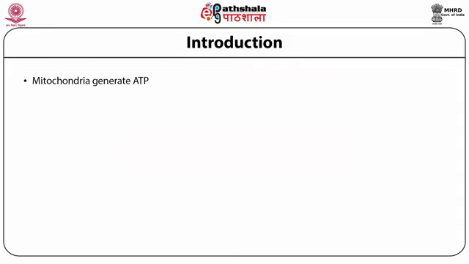Mitochondria generate ATP through oxidative phosphorylation in eukaryotic microorganisms. Oxidative phosphorylation is the process whereby the free energy that is released when electrons are transferred along the electron transport chain is coupled to the formation of adenosine triphosphate from adenosine diphosphate and inorganic phosphate.